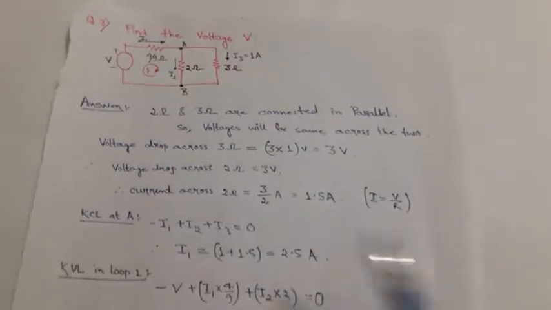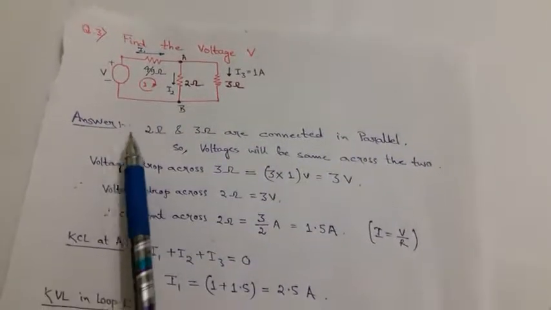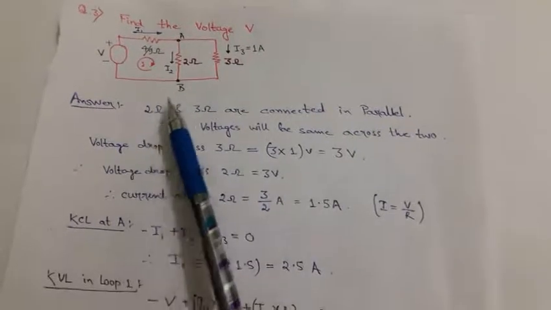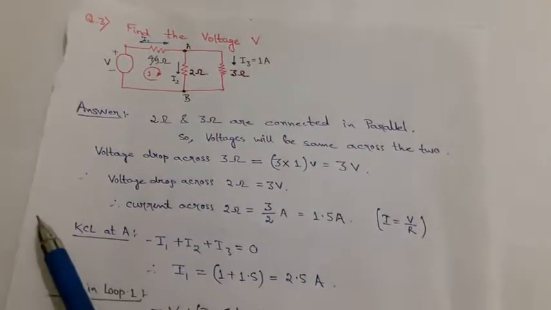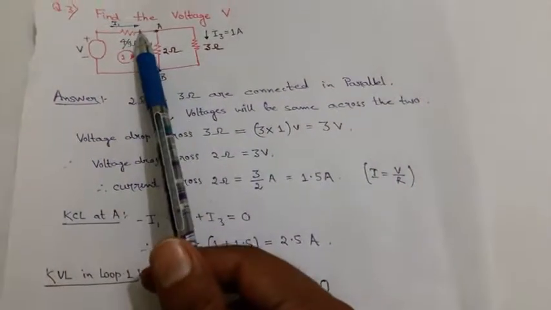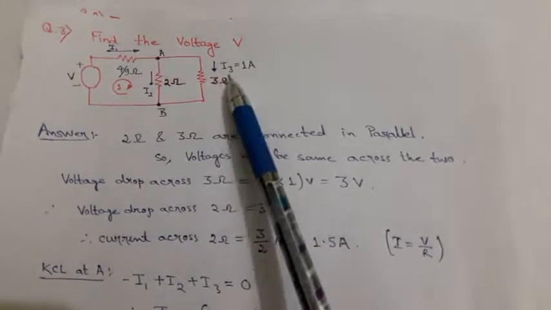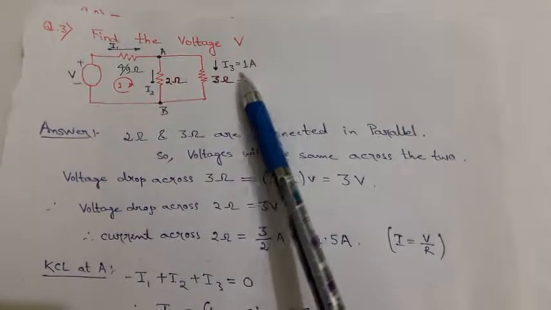The next question is to find the voltage V. Here there is a circuit given, and I want to find the voltage V. I don't know the value of current I1, I don't know the value of current I2, but I just know the value of current I3.